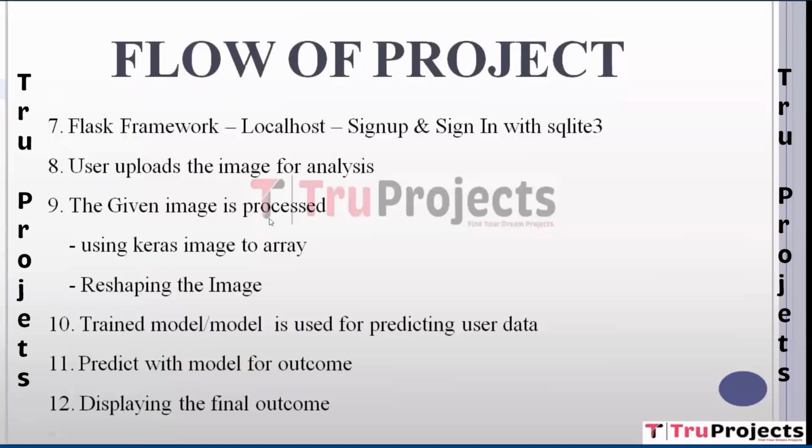And then next we have the given image processing, that is using Keras image to array and reshaping the image. Processing the user uploaded image using Keras to convert it into an array format and potentially reshaping the image to match the input requirements of the trained models. Then we have the trained model used for predicting user data, employing the trained machine learning models to make predictions on the user uploaded data. This step involves passing the processed image through the selected model. And then we have predict with model for outcome, utilizing the model to predict the outcome of the breast cancer analysis based on the features extracted from the user uploaded image.